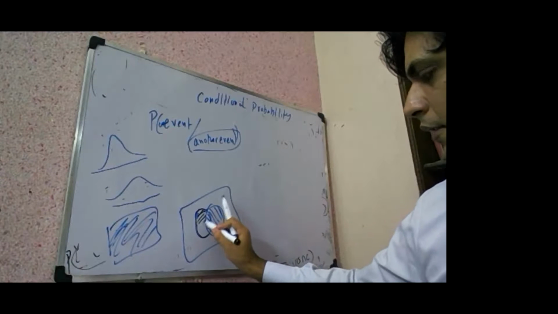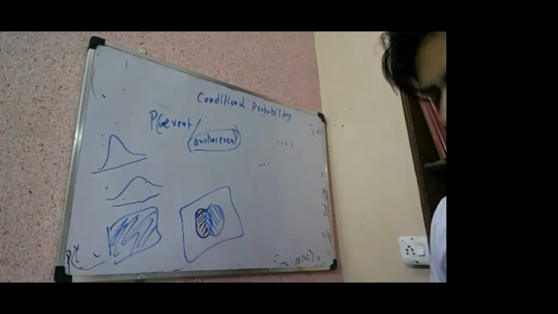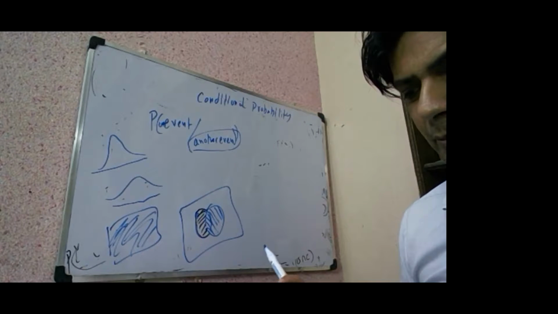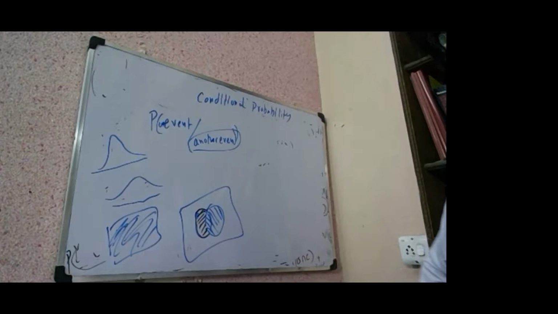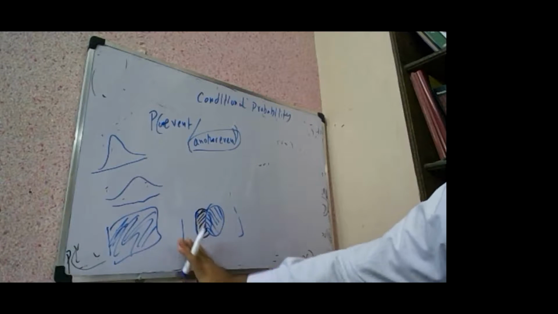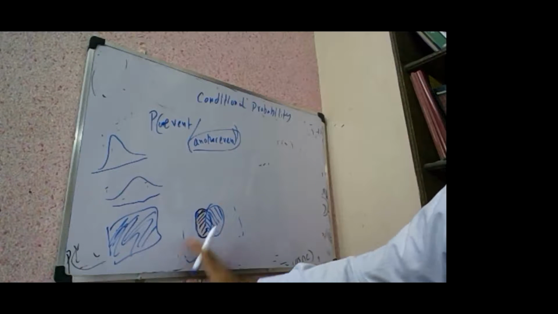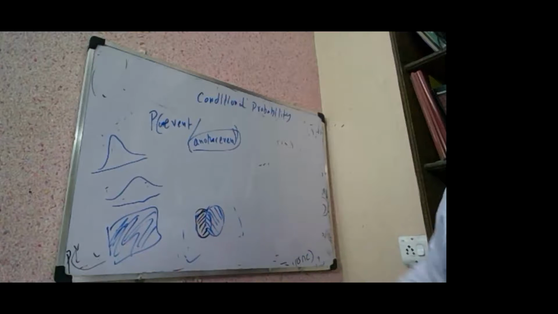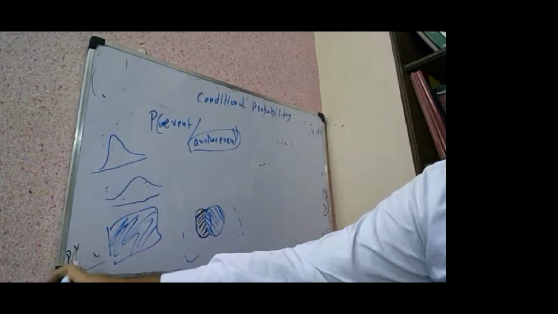This one, because this information is already given. So how to do that? That's why it becomes skewed. So now I don't consider this sample space, I consider this sample space, and it gets smaller.